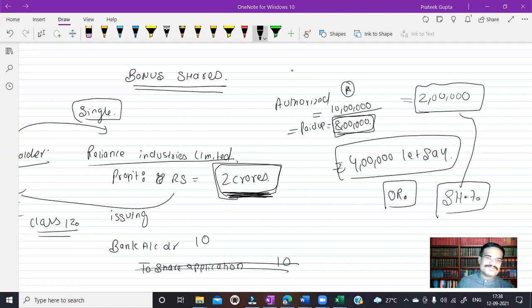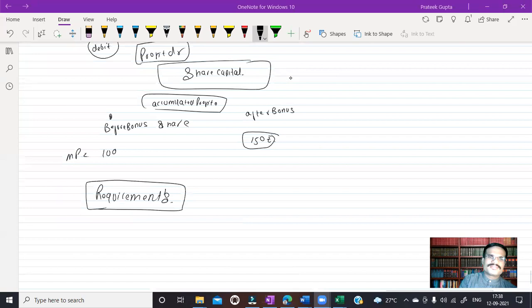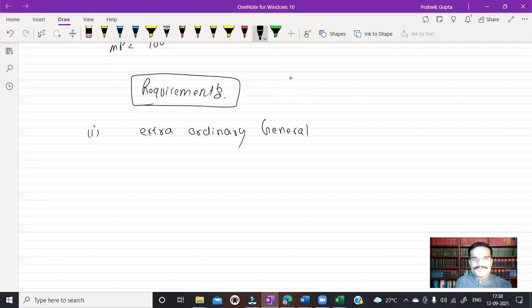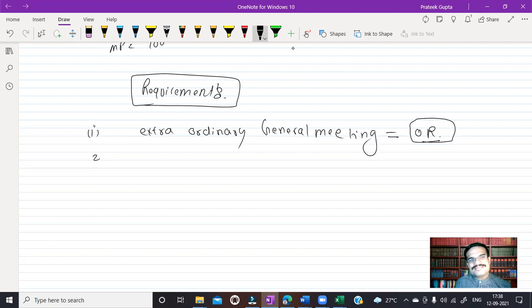Lydia, understood. Now, for example, beta, if a company wants to issue bonus shares and there is no requirement to increase the authorized share capital, the first thing is that we have to conduct the extraordinary general meeting. In this extraordinary general meeting, we will pass the ordinary resolution. Understood, sir? No problem as such.